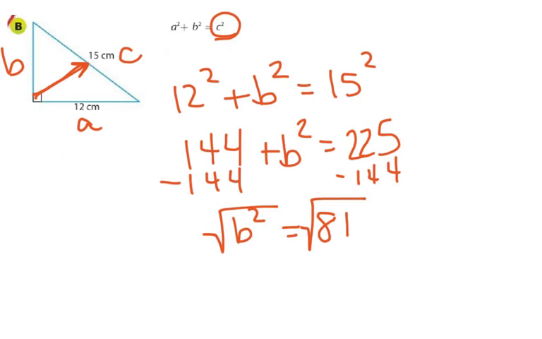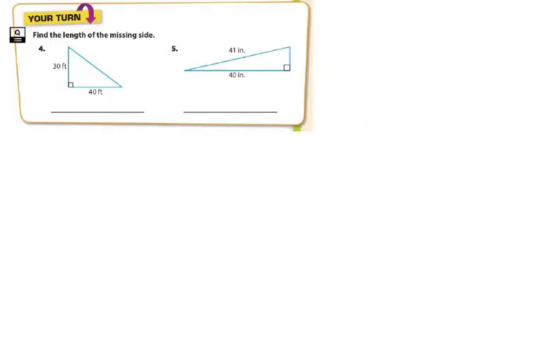And the square root of b squared equals b. And the square root of 81, I've got to ask myself what number times what number equals 81. Has to be the same number, and that is 9. So b equals 9 centimeters. Make sense? Okay. Here's another example for you guys. I suggest that you find out which is a, which is b, and which is c first before you do it. Pause the video, go ahead and solve it, and we'll go from there, okay?